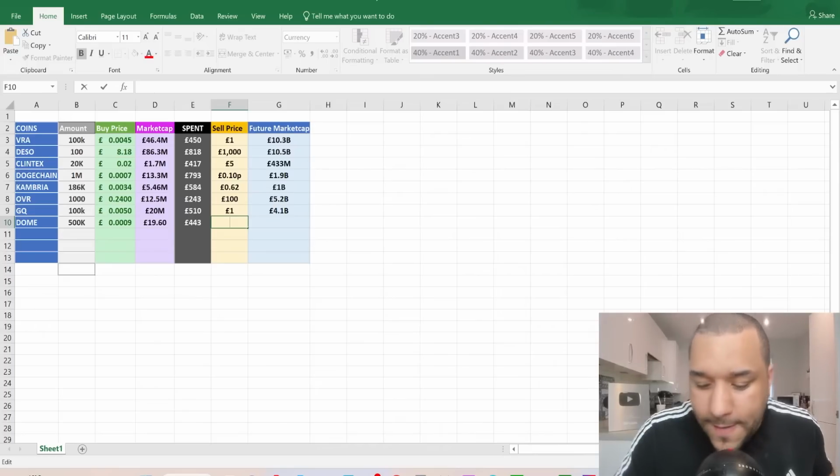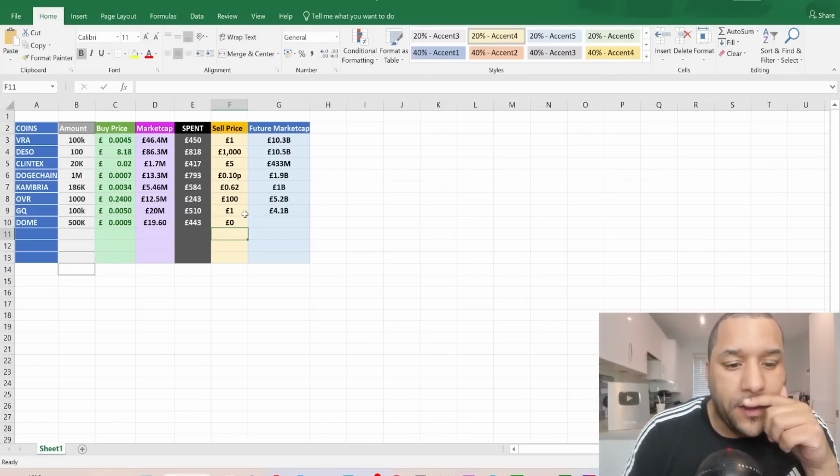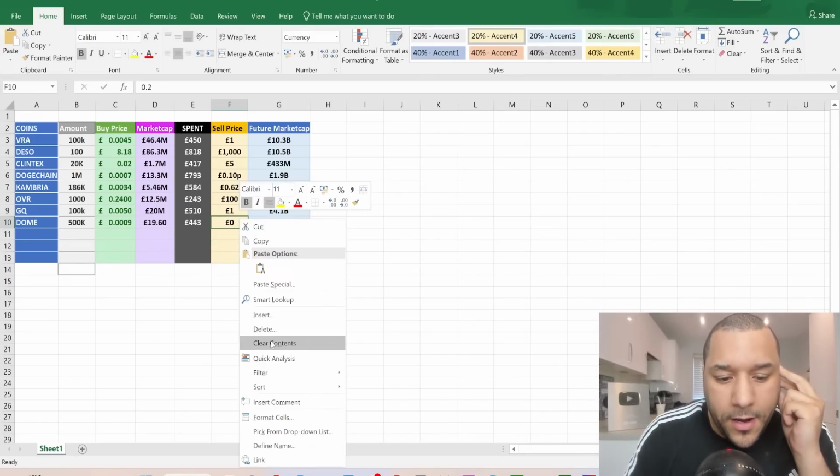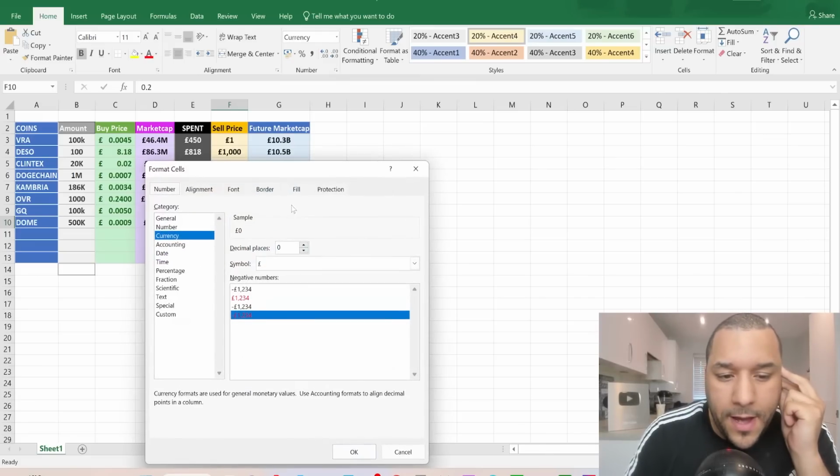What? I didn't put a num lock on. Okay. Pound sign 0.20. There you go. 20 cents. Why aren't they doing it? I got to change this. Hold on, I got to change this cell. So format cell. I always forget the currency.